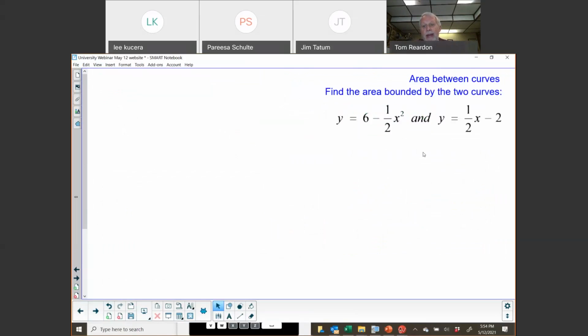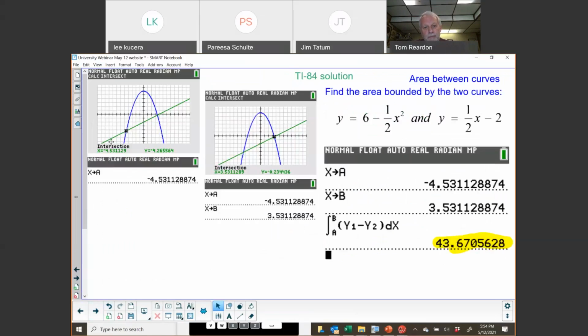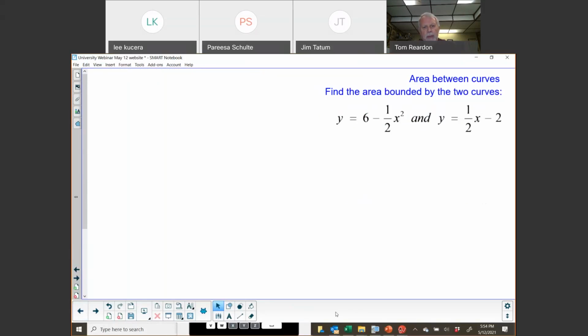Find the area bounded by 2 curves. If we did this on the 84, I would graph it like this. And then I'll go ahead and say I want to find the area, and then I'll find the intersection points. Okay, so I found the intersection point. In fact, let me just show this one. I think that would be one to show live here.